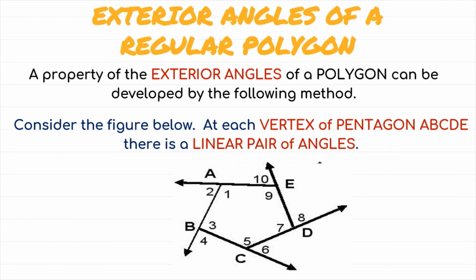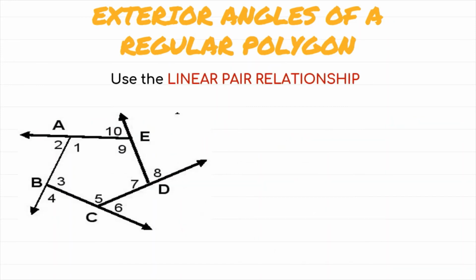Ibig sabihin, para malaman natin yung measurement ng exterior niya, pag in-extend po yung line o yung sides po, magkakaroon ng exterior angle. Pag magkatabi, that is linear pair. Pag sinabing linear pair, supplementary angles. At pag sinabing supplementary angles, ang sum ng angles nila ay 180 degrees. For example, use the linear pair relationship. Measurement of angle 1 plus measurement of angle 2 is equal to 180 degrees.